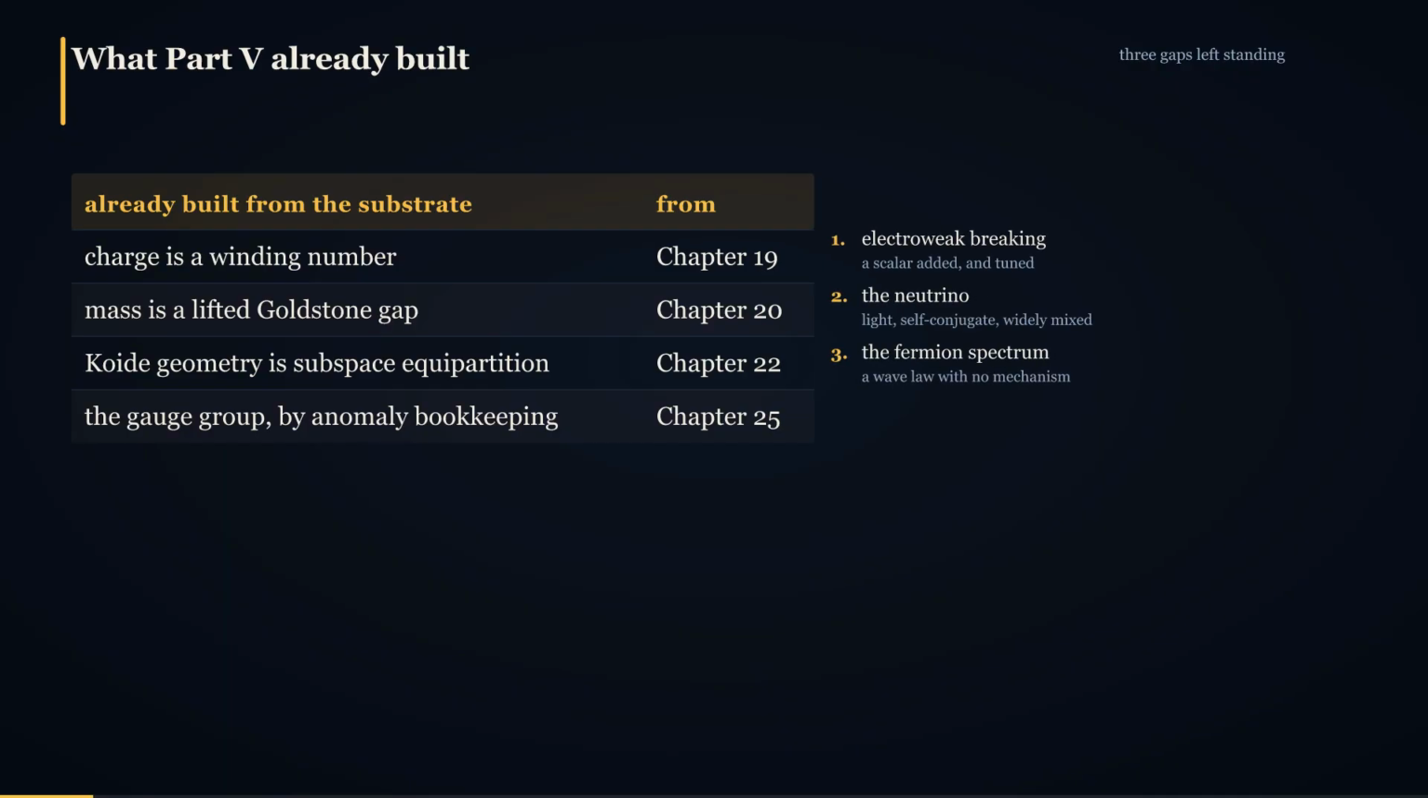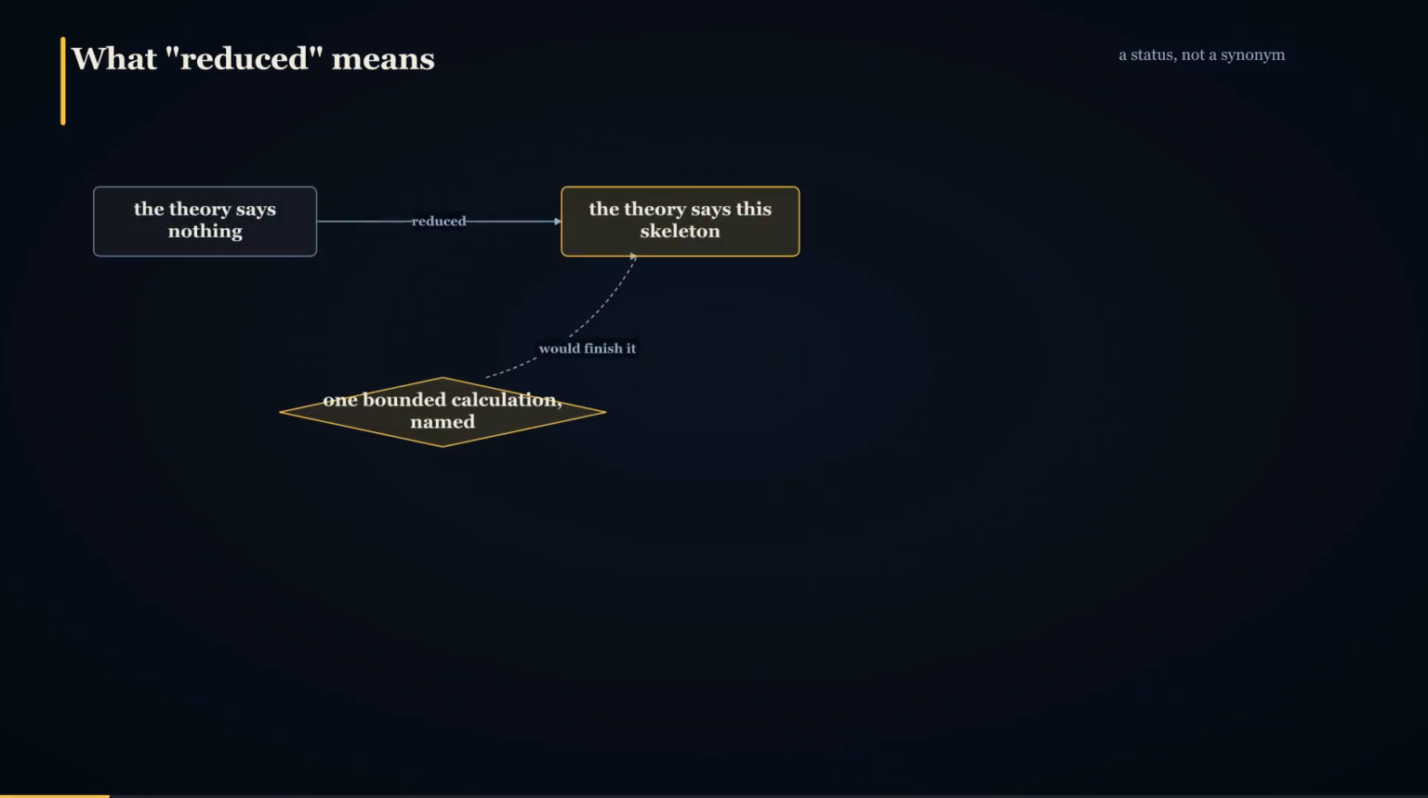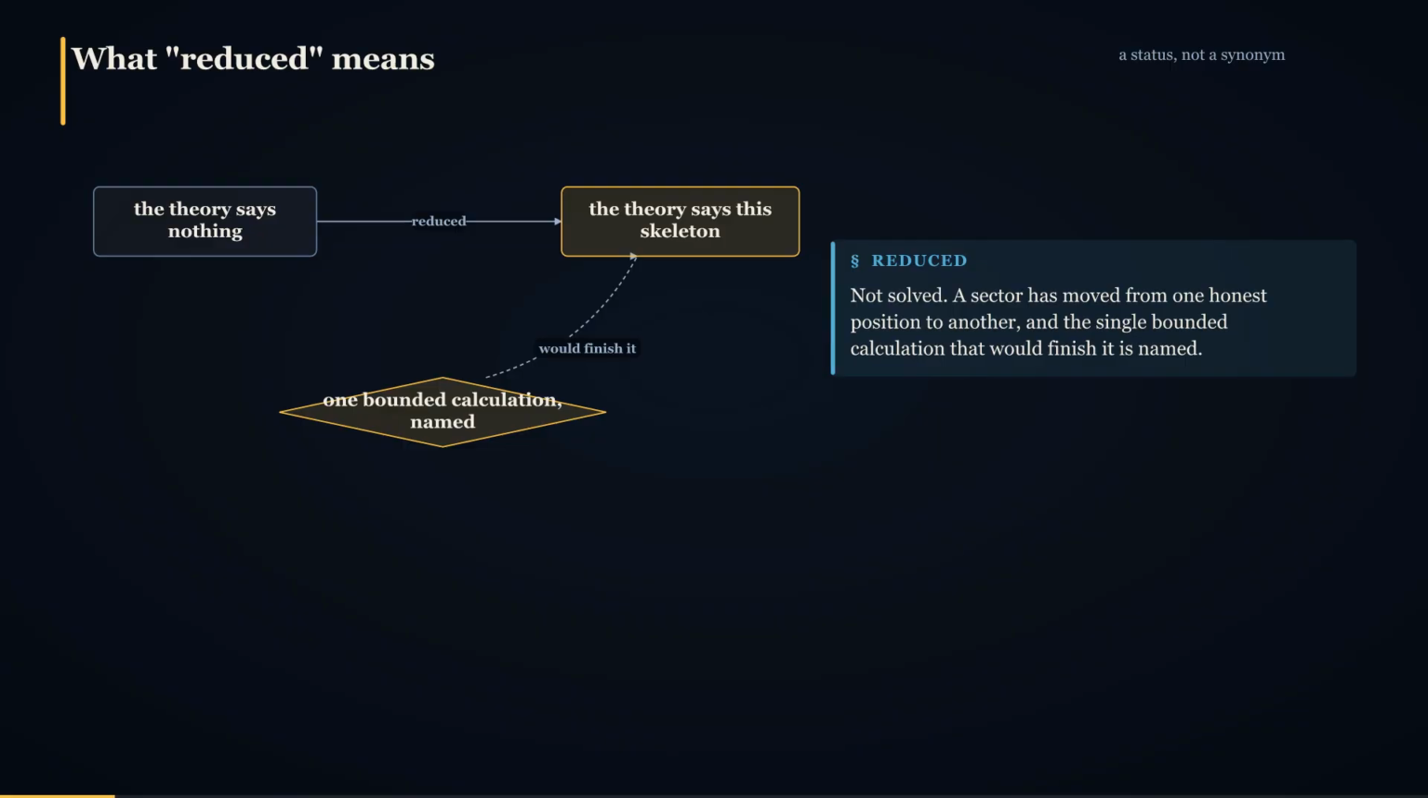fermion spectrum. So, this is a triptych. 3 panels, 1 case each, and every one of them a former absent sector. And all three land on the same verdict: not solved, reduced. Reduced is a specific word here, and it is worth being precise about it. It does not mean solved. It means a sector has moved from one honest position to another.